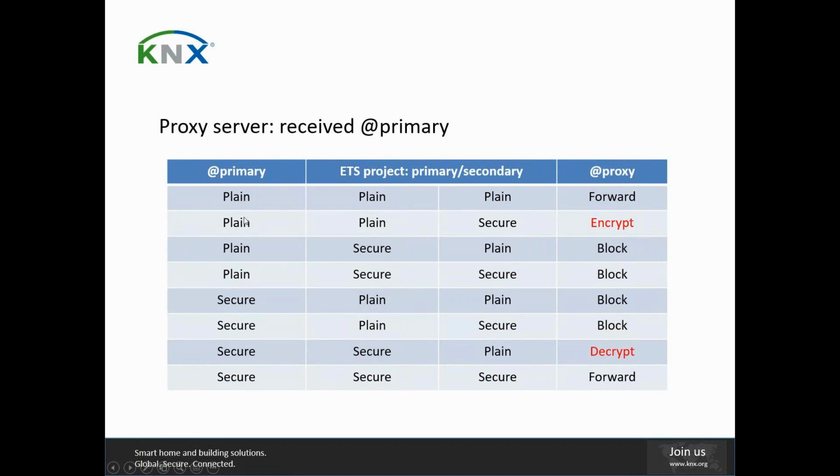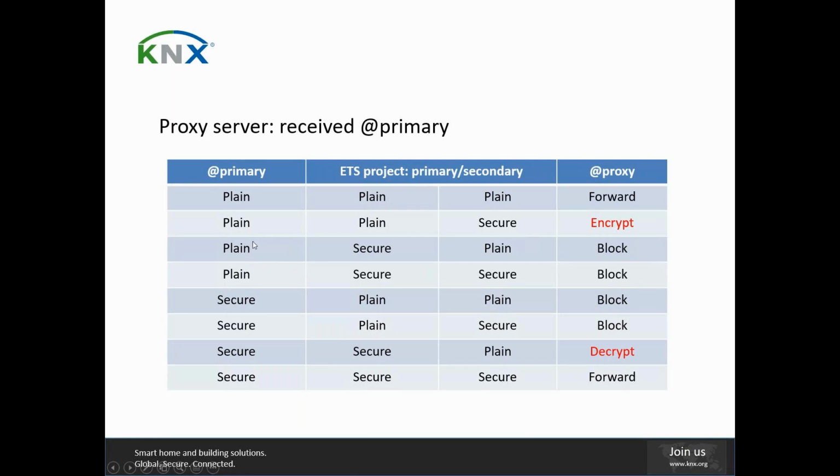If the telegram is plain, and the ETS user has defined that it is indeed supposed to be plain at the primary, so this is as expected, and it is expected to be secure on the other side, well, then obviously the proxy server has to encrypt this telegram before forwarding. So in those first two cases, everything actually went fine, but it can also go wrong.